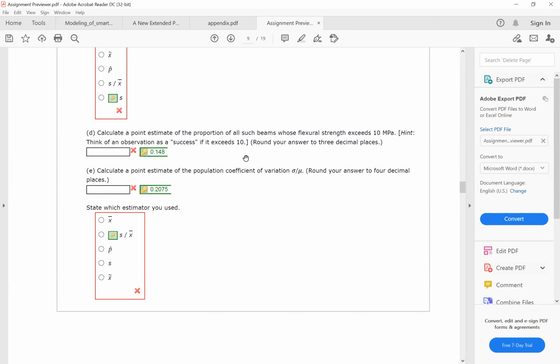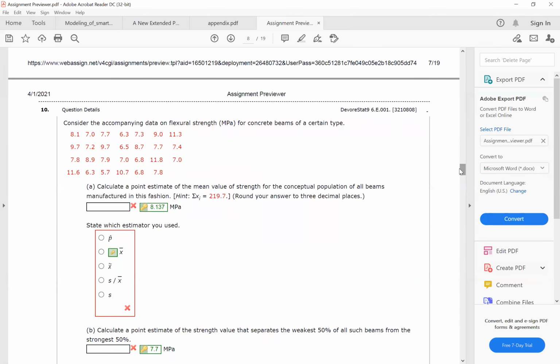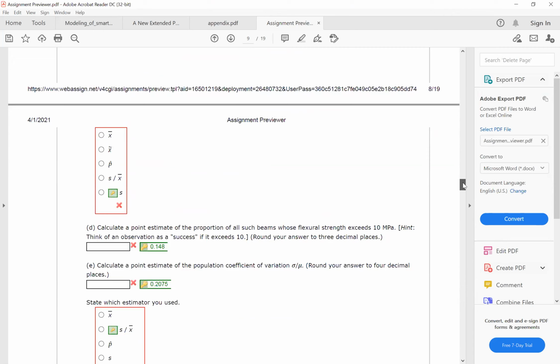Now calculate a point estimate of the proportion of all such beams whose flexural strength exceeds 10 MPa. That means you have to find the proportion of numbers which are more than 10. How many numbers are there which are more than 10? One, two, three, four. So we have four numbers greater than 10, so it will be 4 over 27. The proportion is 4 over 27, which is 0.148.